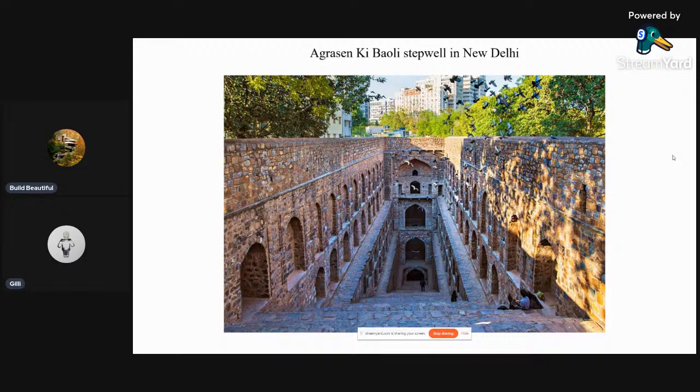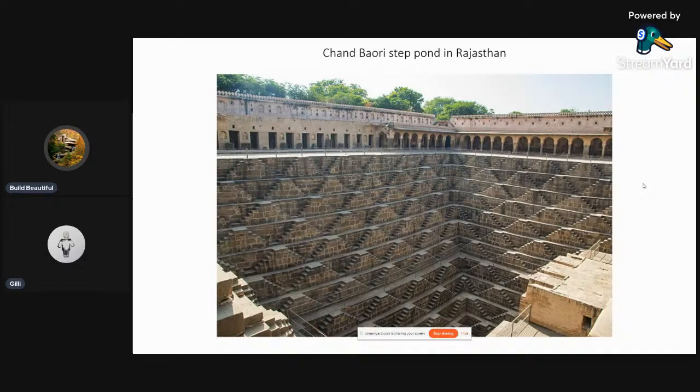So just for the viewers at home, I'll go through some of the images I saved to show the step wells and step ponds of India. This one you're looking at now is the Agrasen Ki Baoli step well in New Delhi. That's one of the most famous step wells in India. This one is probably the most famous step pond in India, the Chandbori step pond.